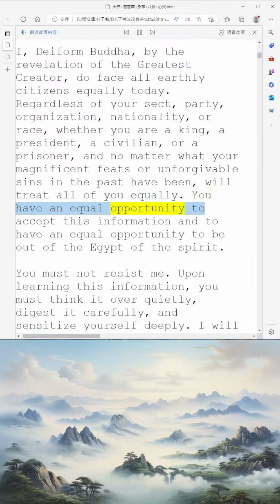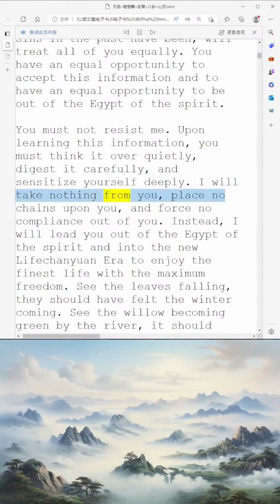You have an equal opportunity to accept this information and to be out of the Egypt of the Spirit. You must not resist me. Upon learning this information, you must think it over quietly, digest it carefully, and sensitize yourself deeply. I will take nothing from you, place no chains upon you, and force no compliance out of you. Instead, I will lead you out of the Egypt of the Spirit and into the new life of Chanyuan era to enjoy the finest life with the maximum freedom.